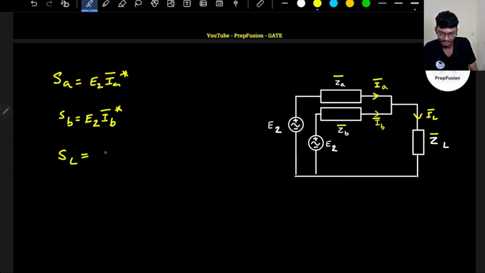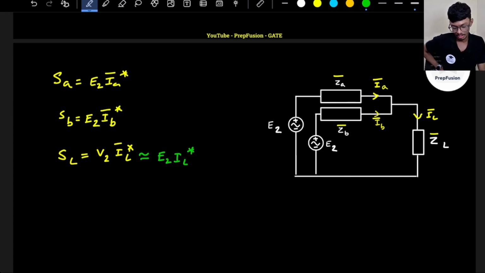Now one more thing, what is the load kVA? Load kVA will be V2 into IL star, correct? The assumption is there is very low drop, so we assume that V2 and E2 are almost the same. So this is almost equal to E2 into IL star, correct?